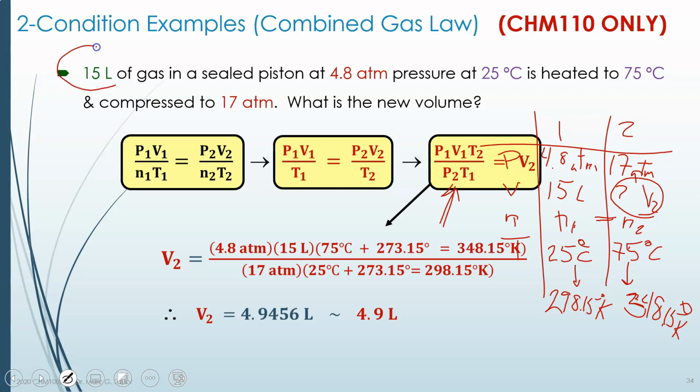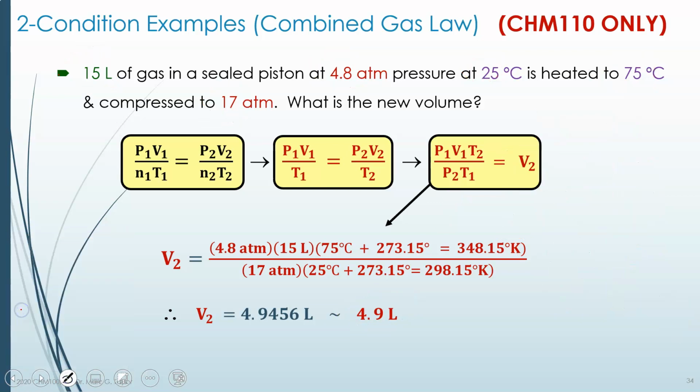Looking back at the original problem, 2 significant digits, 2 significant digits, 2, 2, 2. So our final answer has to be in 2. So our final answer is 4.9 liters of volume, which is the new volume. And since both pressure and temperature are changing, it's really hard to do this in your head and ask yourself, does this make sense? You just have to be really careful with your calculations.